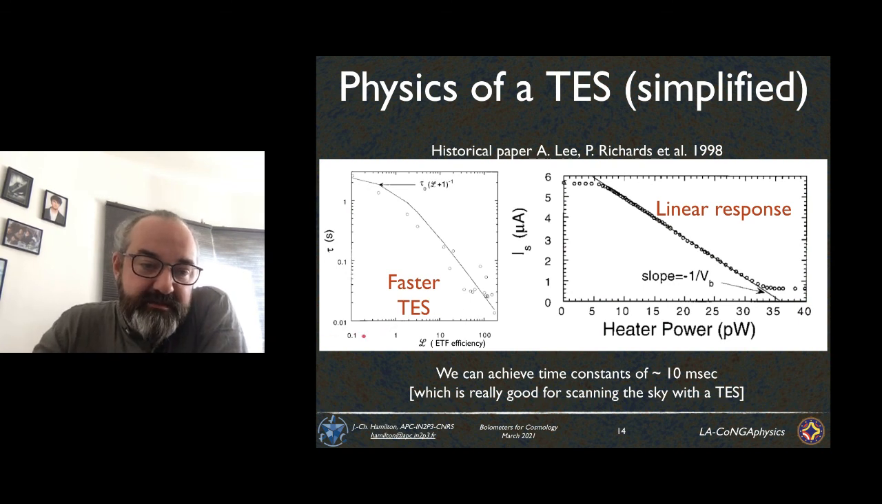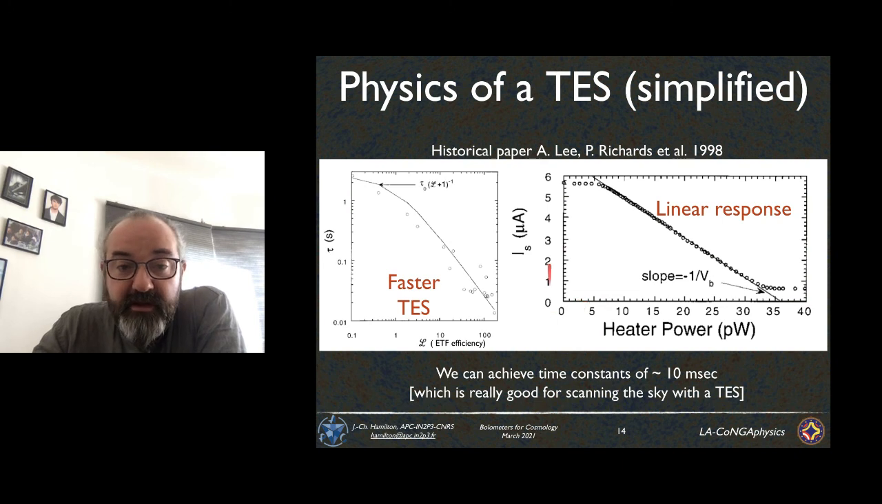And on this plot here on the right, you can see the efficiency of the electrothermal feedback L, and on the y-axis you can see the time constant of the bolometers, and these are actual measurements. And you can see that the higher the efficiency of the electrothermal feedback, the faster the bolometer.